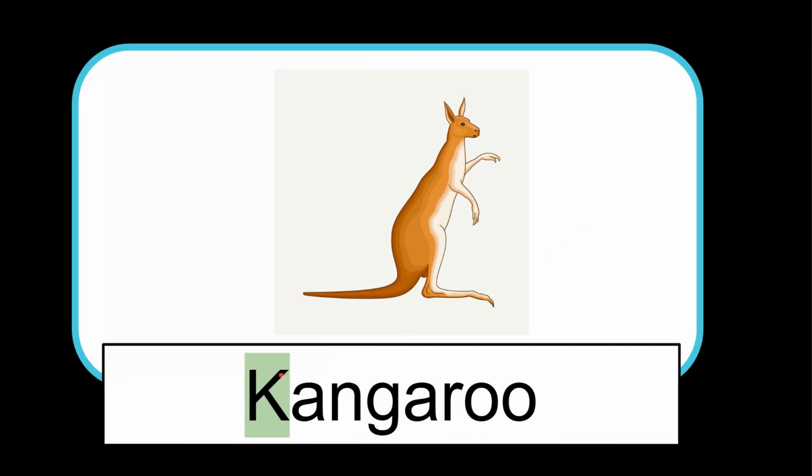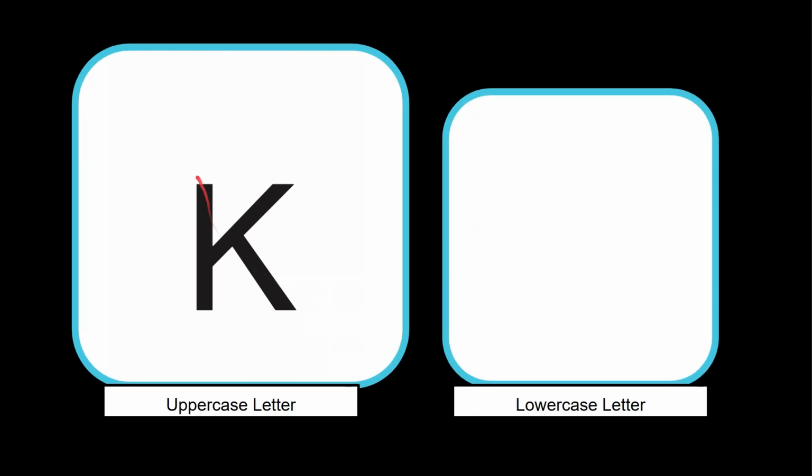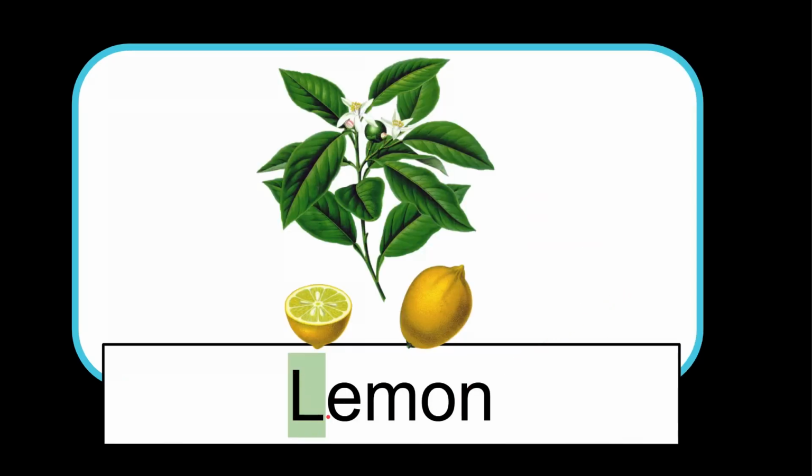Next, we have the letter K, just like in the word kangaroo. We have an uppercase K, and what I love about these is the lowercase is kind of like a mini version, lowercase k. Next, we have the letter L, just like in the word lemon.